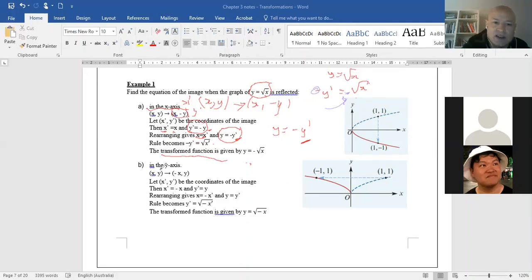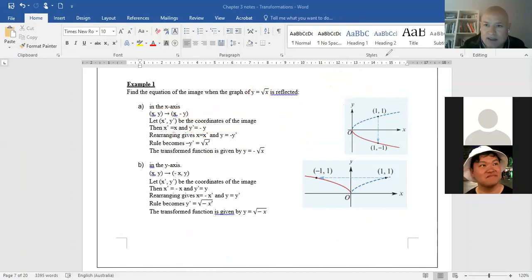Okay, if it's the y-axis reflection, then we're going to put the negative on the x part. And again, this x dash equals a negative x here. The y dash just equals the y. Rearranging this one to make x the subject gives us negative x dash. Substituting into our y equals the square root of x gives us y dash equals the square root of negative x dash. Okay, remove the dashes, so we get y equals the square root of negative x. Any questions with that? I mean, the graphs are there just to show you what actually happens. That's about it.